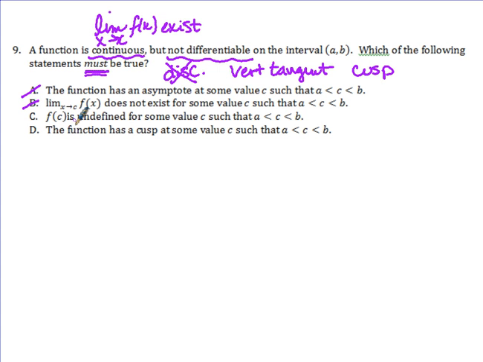F of c is undefined for some value c such that c is between a and b. Again, this is a tenet of the definition of continuity. The limit as x approaches c must exist, but also f of c must exist. That's what continuity means, and so that answer choice is not true. Answer D, the function has a cusp at some value c such that c is between a and b. That is the only one that could possibly be true, and so our answer is D.